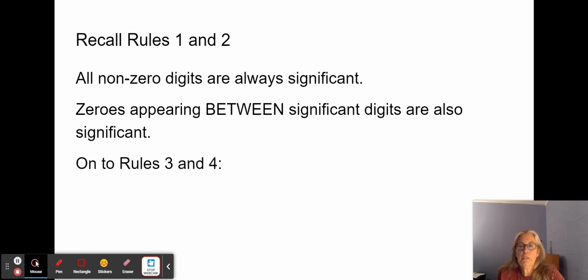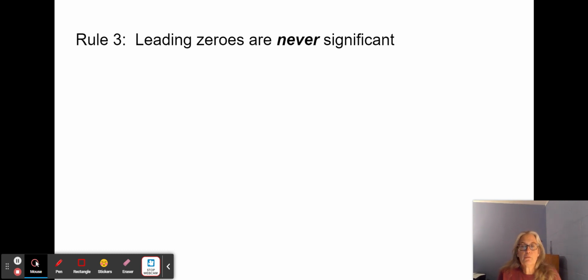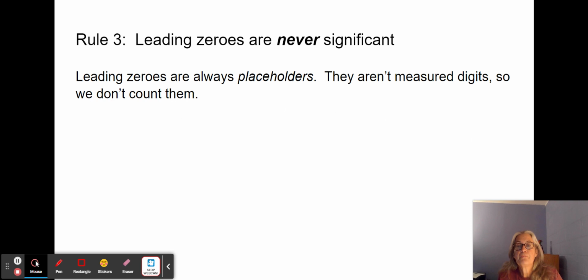On to rules 3 and 4. Rule 3, leading zeros are never significant. What's a leading zero? If we have a decimal point, we have 0.00, and then we have some non-zero values. Those zeros I just mentioned, the one before the decimal point and all zeros before you get to the number, those are leading zeros and they're not significant. Leading zeros are always placeholders. They are not measured digits, so we don't count them.